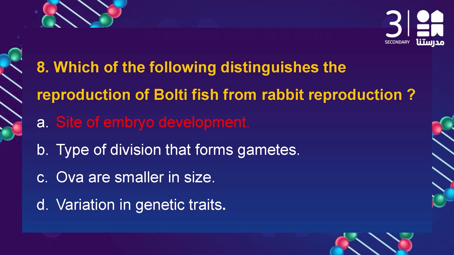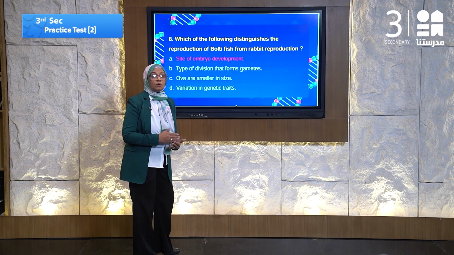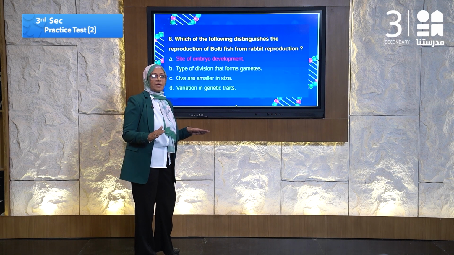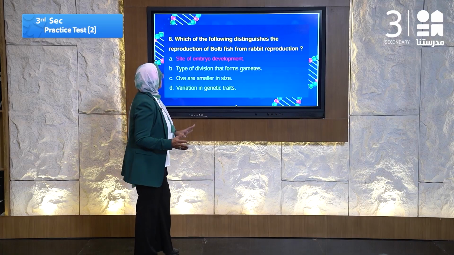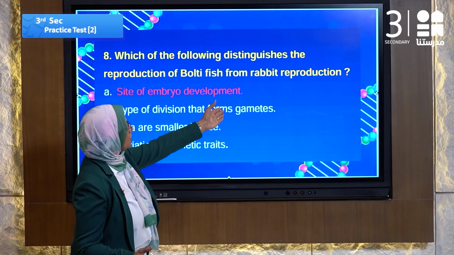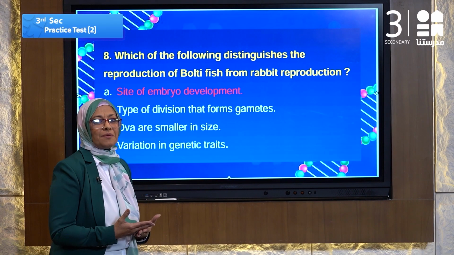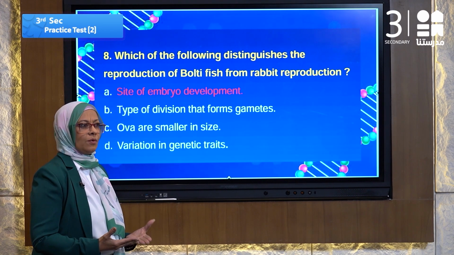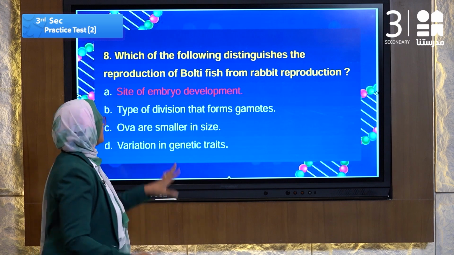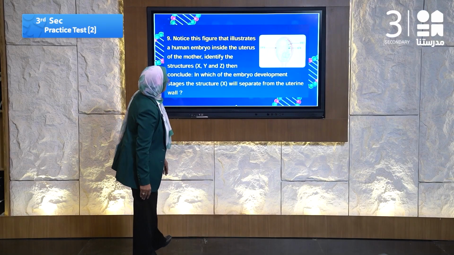Which of the following distinguishes the reproduction of poultry fish and rabbit reproduction? Yes, site of embryo development. That means the fish cannot keep the offspring inside their body, unless for short times. But a rabbit can keep the babies inside her body in the uterus for many days, for many months. Thanks. Let's go to 9.